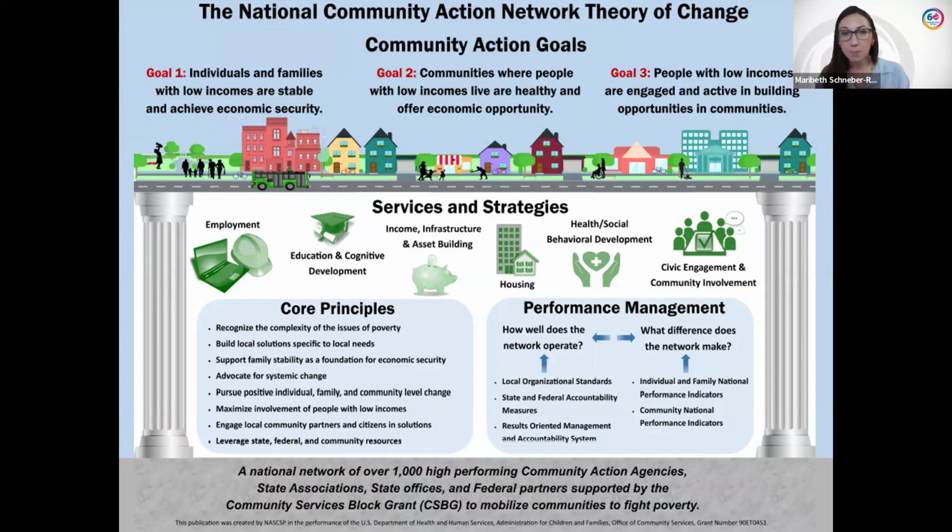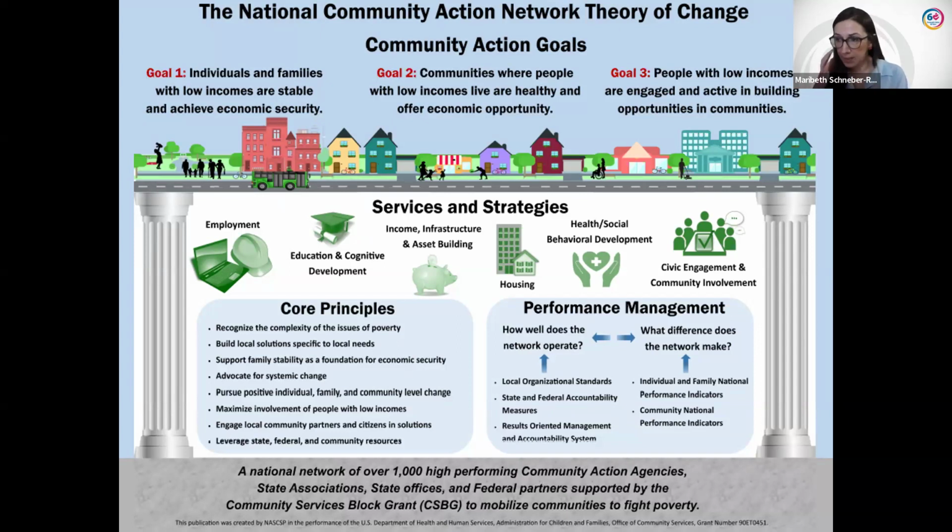Community action agencies, as I said, over 1,000 coast to coast. Every agency looks a little bit different. No two agencies are exactly alike. We have all different kinds of programs and funding. Very few agencies have only CSBG, but regardless of that, as a network, we are a national movement that is seeking to address those causes and conditions of poverty.